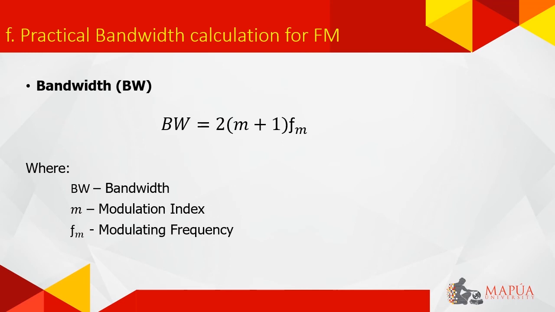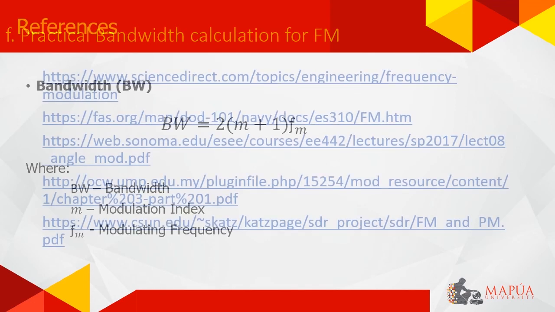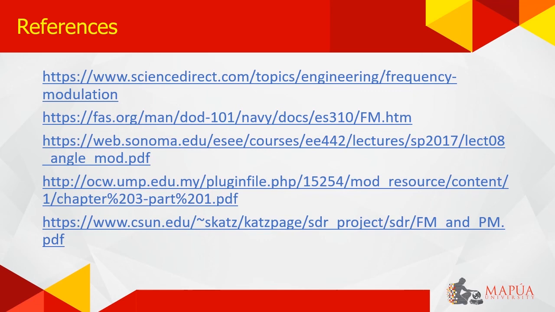The practical bandwidth calculation for frequency modulation is given by 2 times the quantity of m plus 1 times f sub m, where m is the modulation index and f sub m is the modulating frequency. So these are the references that were used in the discussion.